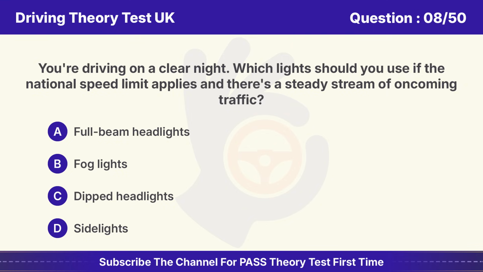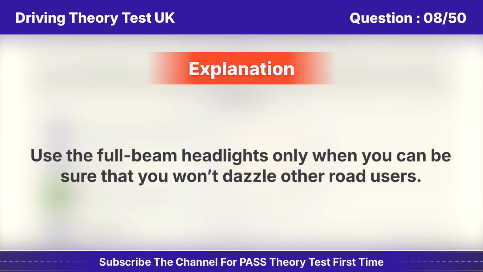Question 8. You're driving on a clear night. Which lights should you use if the national speed limit applies and there's a steady stream of oncoming traffic? Answer is C. Dipped headlights. Use the full beam headlights only when you can be sure that you won't dazzle other road users.